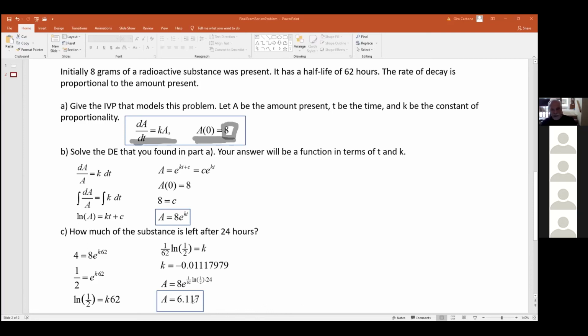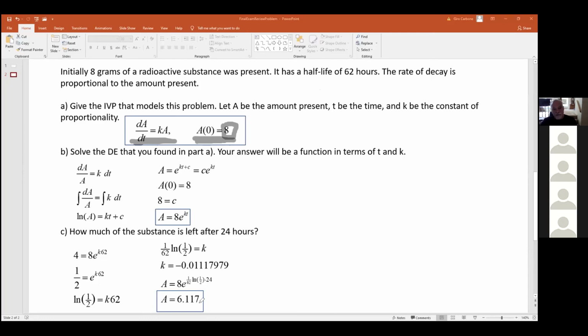Are there any questions on this problem? I think it's pretty straightforward. You write the differential equation, make sure you include the initial condition, and you solve the differential equation. Then you use the fact that the half-life is 62 hours, so this is going to be 4 in this case. Half of 8 is 4. Then I can solve this for K, and once I solve for K, I can put in the 24 hours and solve it for A.